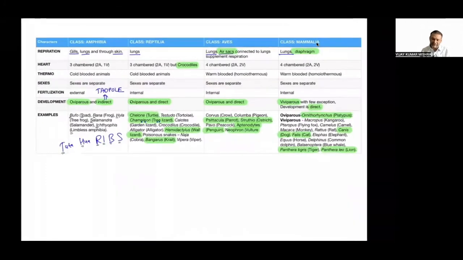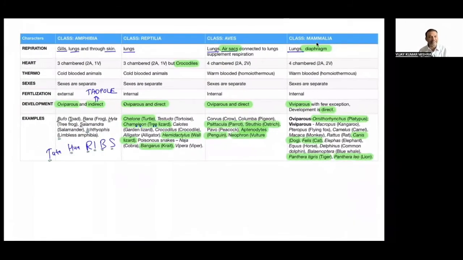We continue and finish this part now. First slide is done. Let's talk about the second part. Respiration in amphibia is by gills, lungs, and skin. You know that gills is branchial respiration, lungs is pulmonary respiration, skin is cutaneous respiration. Reptiles always breathe by lungs, birds also by lungs, mammals also by lungs.